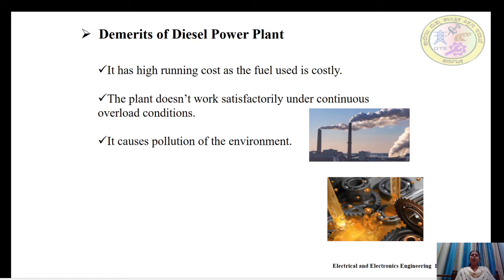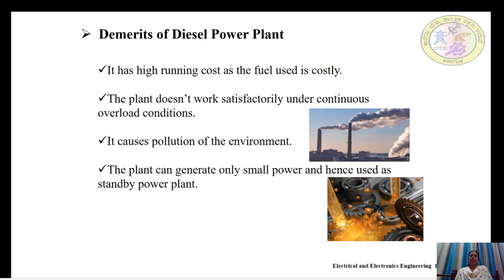So we are not going to use much diesel power as the running cost is high and the fuel cost is more, and it is used only during emergency and peak load conditions. The plant can generate only small power, hence it is used as a standby power plant. Because these plants generate small power, they are used for standby. Whatever the power generation in these diesel power plants is less.